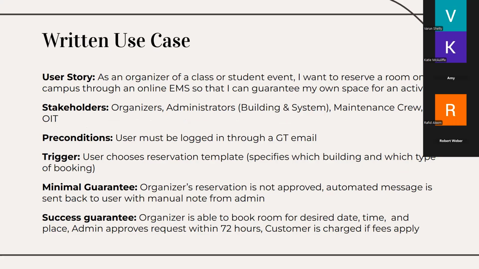Various parties have an interest, such as the building admin, maintenance, student event organizers, and OIT. However, the primary user story focuses on the need for students and club members to reserve rooms through the EMS to guarantee their space. A user must have a valid GT login, and they initiate the process when they choose the reservation template to indicate the building that they're reserving. In the worst case, there are no approvals and the system sends an automated message of failure. In the best case, the room is booked, approved quickly, and charged if there are any fees.